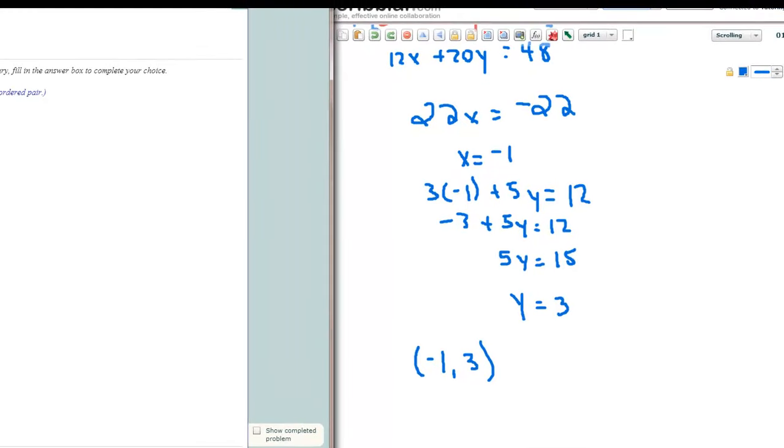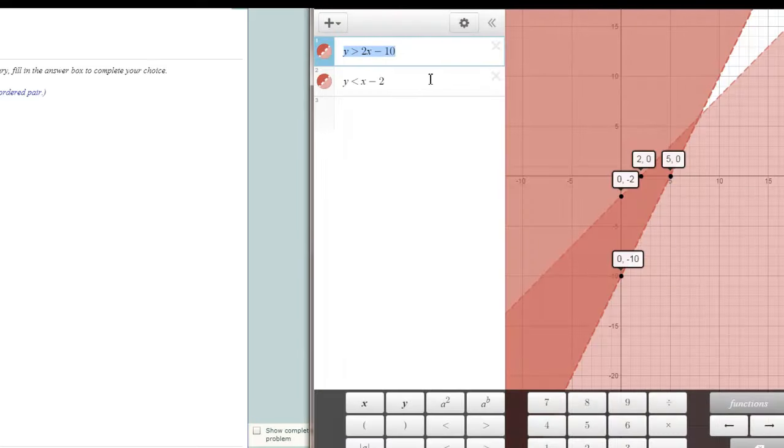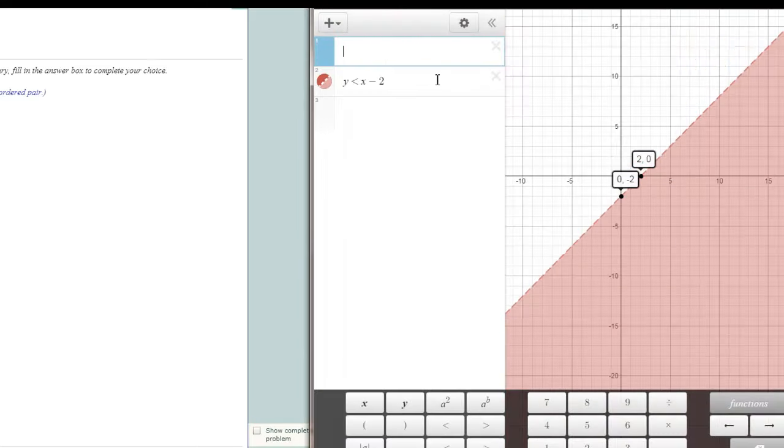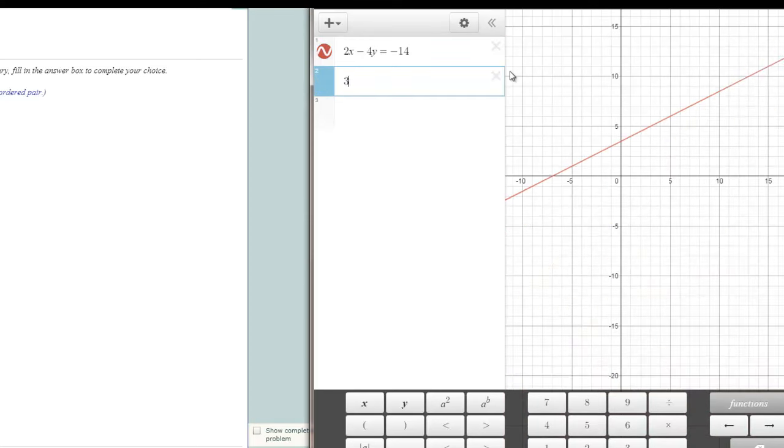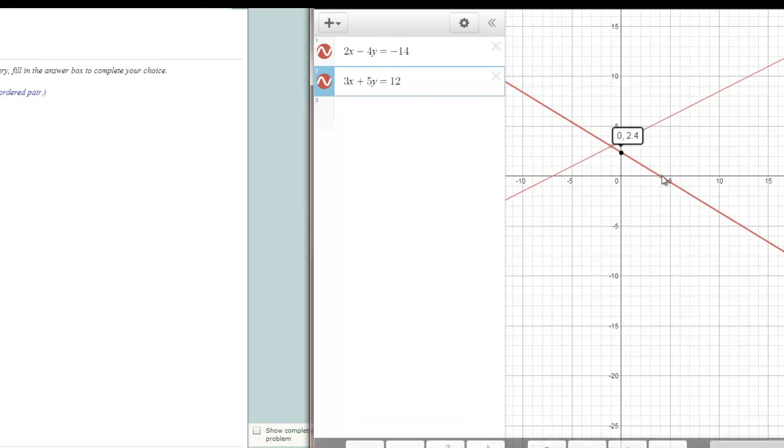Another way to check it is our lovely handy dandy graphing calculator here. So let's put it in just as we see it: 2x minus 4y equals 14. And the next one is 3x plus 5y equals 12. And let's get rid of those points and look at the intersection point. There's the intersection point at negative 3, comma 1. Beautiful, a great graphic utility to help us out with this stuff.